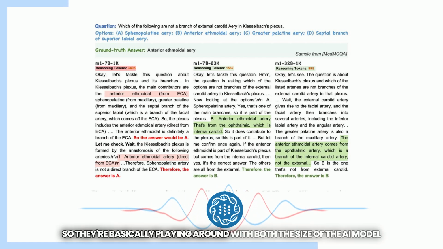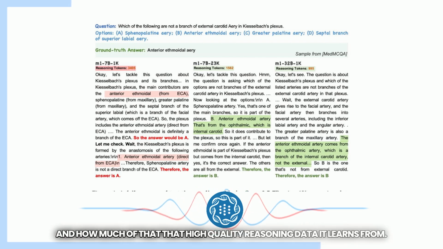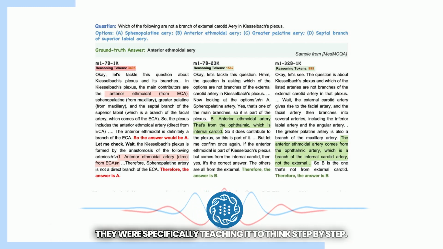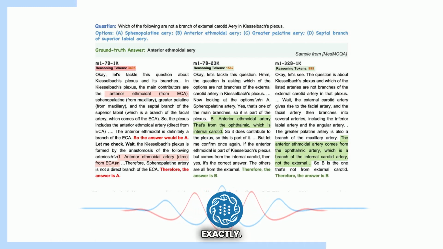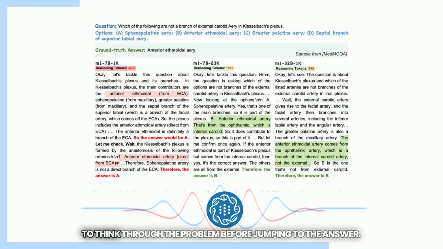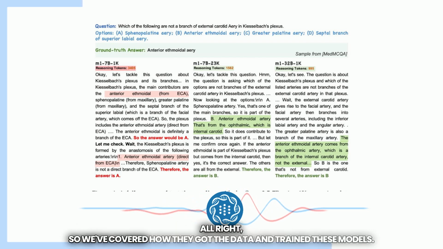So they're basically playing around with both the size of the AI model and how much of that high-quality reasoning data it learns from. And the training format was question, then reasoning, then answer. They were specifically teaching it to think step by step. Exactly. That format is designed to teach the model to think through the problem before jumping to the answer. Makes sense.